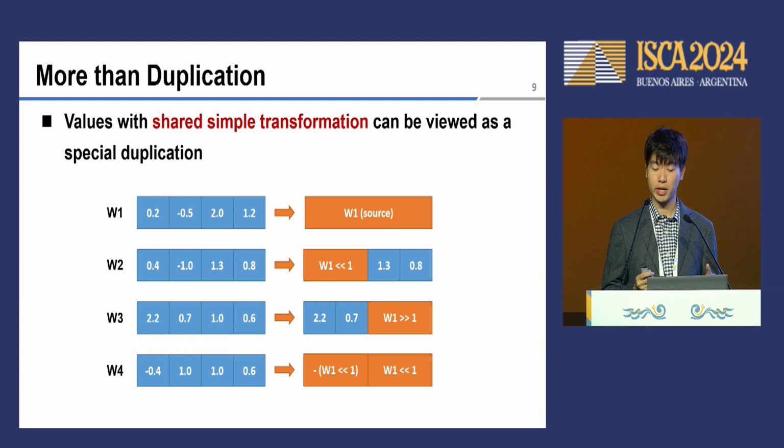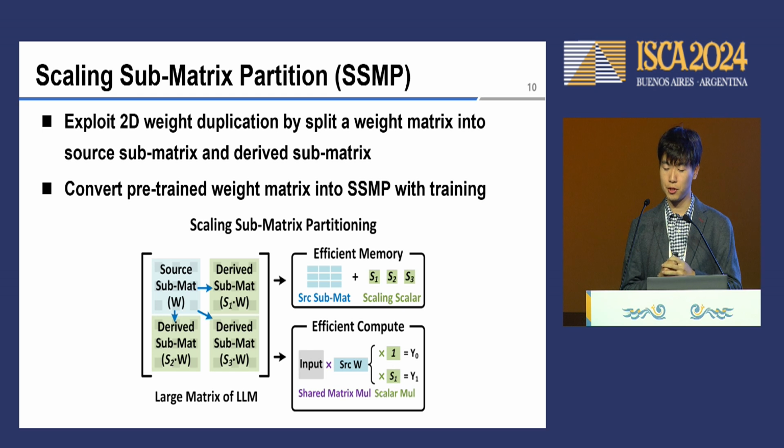And since there is so much duplication in LLM weights, we find something more than duplication. If a group of values share the same single transformation, they can be viewed as a special duplication. We show a simple example here. There are 4 weight groups with 4 values in each group. The first 2 weights in W2 can be viewed as doubling the first 2 in W1. And similar features apply to W3 and W4. In this case, we can use W1 and those shared transformations like doubling, halving, negation, and so on to express the whole weight tensor. Based on this feature, we propose the scaling submatrix partition, SSMP, method.